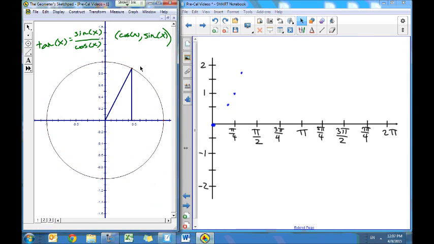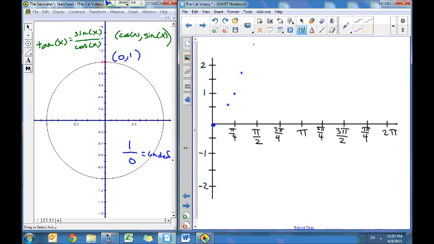Okay, working my way around the circle. At pi halves, or 90 degrees, the coordinate is 0, 1. And if I divide sine of x over cosine of x, I get 1 over 0, which is undefined. Not empty set. Undefined. Okay, now, I'm hoping that from your pre-calculus learning you realize that when we divide by 0, we usually get an asymptote.